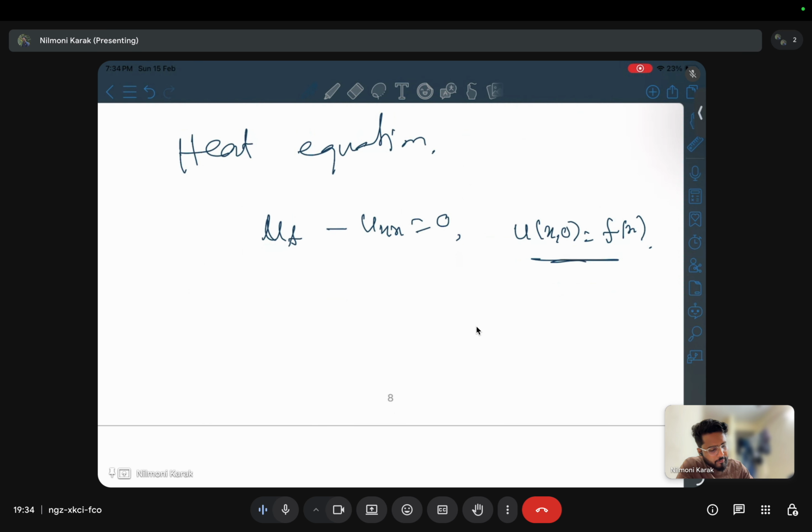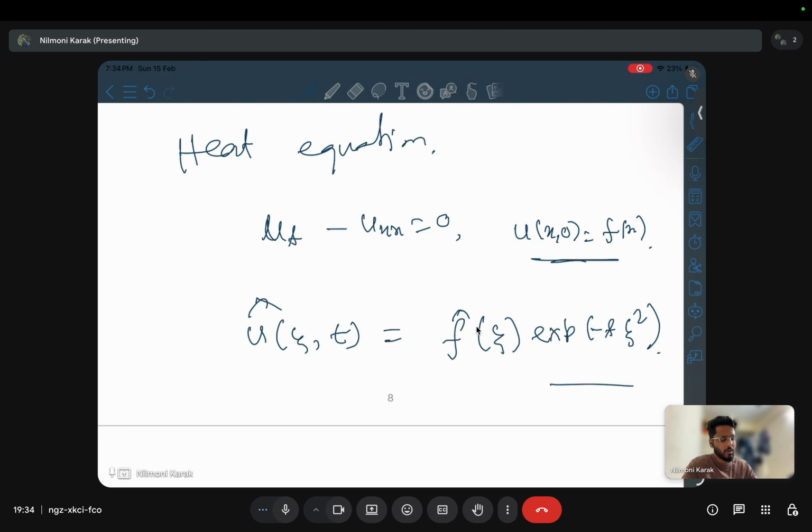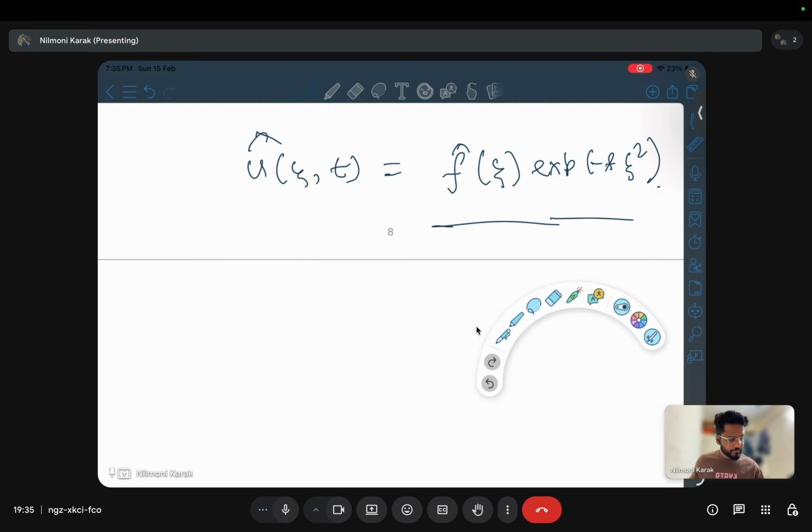So yes, one can find u hat of xi comma t. This is the Fourier transform of u(x,t), and it equals f hat of xi times exponential of minus t xi squared. Up to this point, we did it last week.